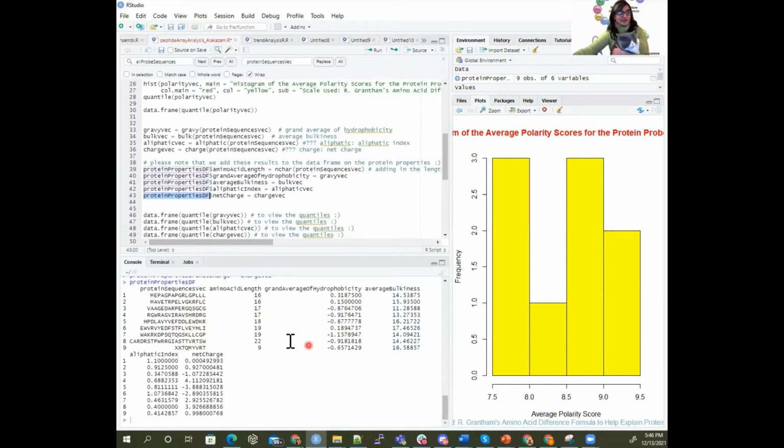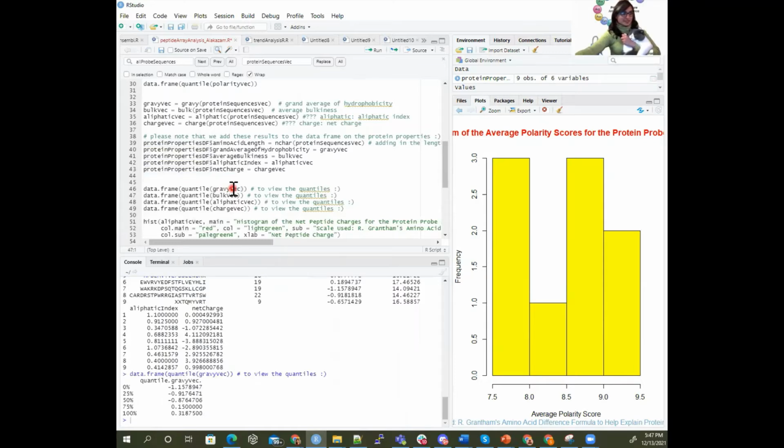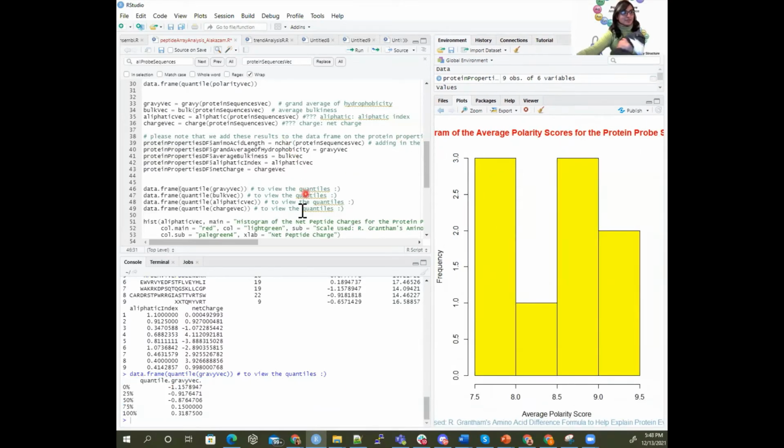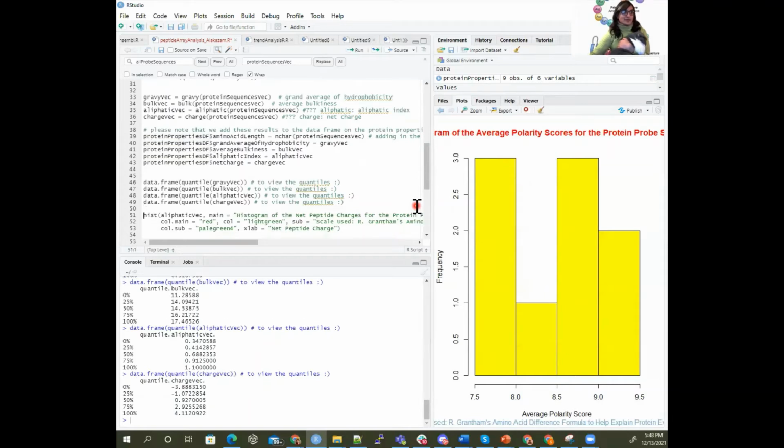Amino acid length, grand average of hydrophobicity (gravy), average bulkiness, aliphatic index, net charge. So there are a lot of different values that we see out here. What we want to do is look at the quantiles for the gravy vector, for instance, to see the distribution of the values for the grand average of hydrophobicity. We can see how they are distributed for the 0th, 25th, 50th, 75th, and 100th percentile. We can do the same thing for the bulkiness, for the aliphatic index. That's what quantiles does, and for the charge as well. We can plot histograms as well.